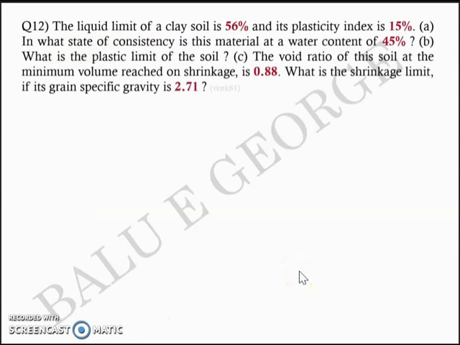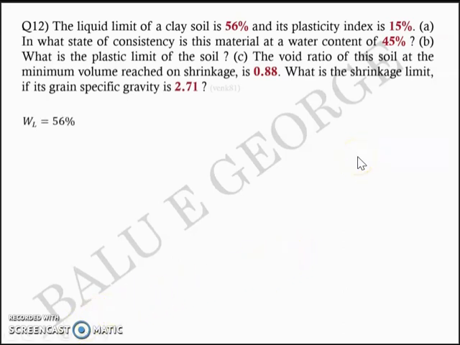Question number 12. The liquid limit of a clay soil is 56% and its plasticity index is 15%. In what state of consistency is this material at a water content of 45%? What is the plastic limit of the soil? And the third part, the void ratio of the soil at the minimum volume reached on shrinkage is 0.88. What is the shrinkage limit if its grain specific gravity is 2.71?